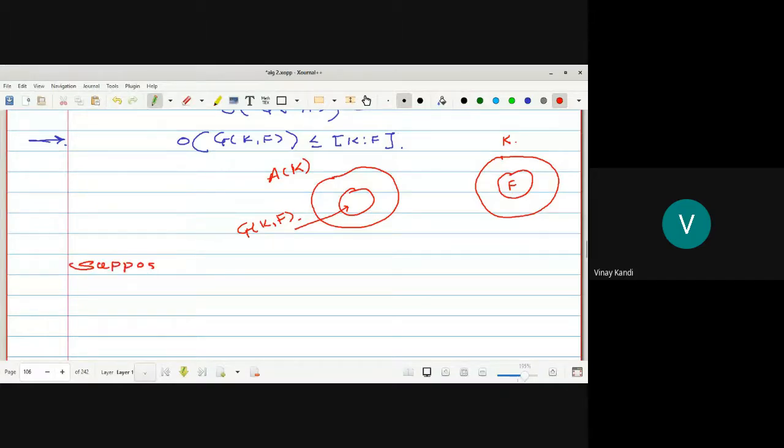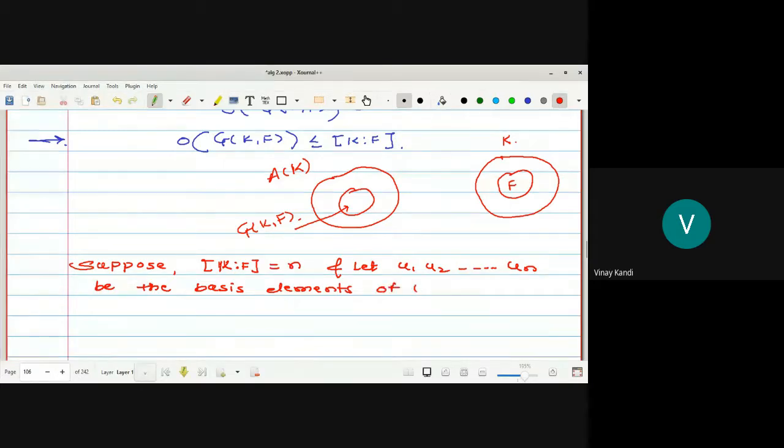Suppose the degree of K over F is equal to n, and let u1, u2 up to un be the basis elements of the vector space K over F.